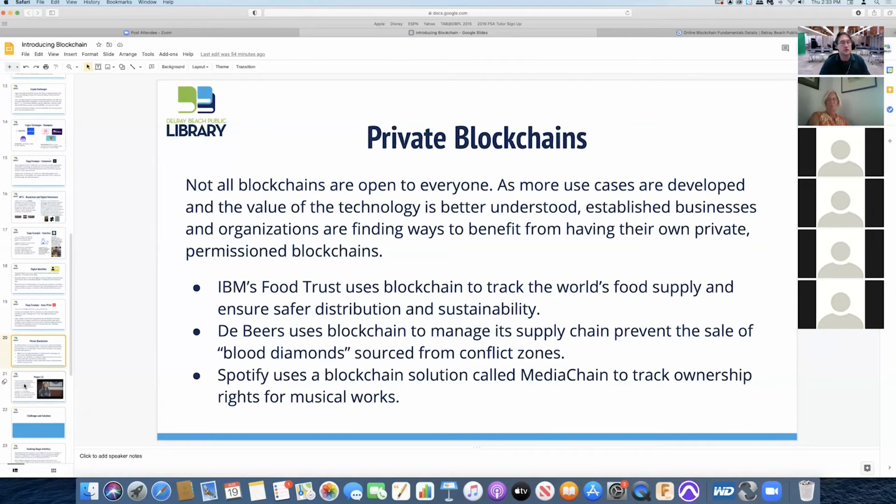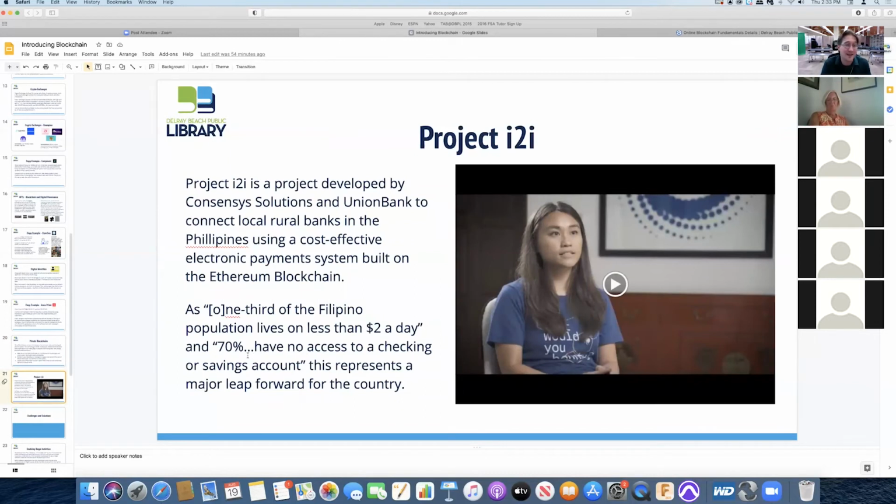So that's another thing that blockchain can be used for. One particular project that I wanted to show you is called Project I2I. This is a project developed by ConsenSys Solutions, which focuses on blockchain projects. They partnered with Union Bank to connect local rural banks in the Philippines using a cost-effective electronic payment system built on the Ethereum blockchain. As a third of the Filipino population lives on less than $2 a day, and 70% have no access to a checking or savings account, this represents a major leap forward for the country.